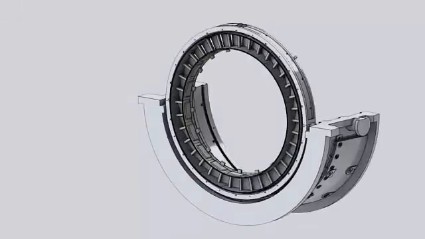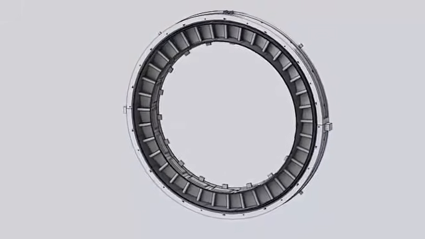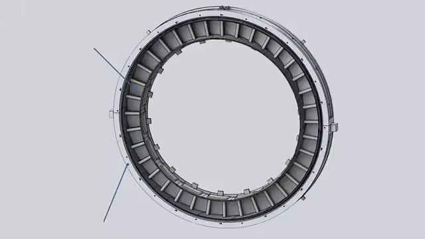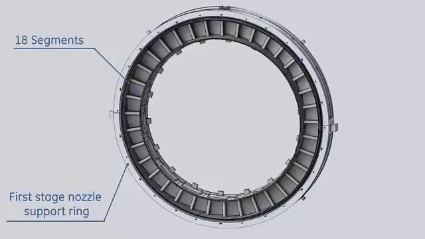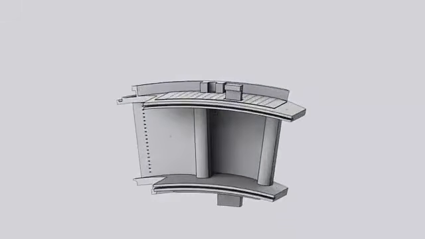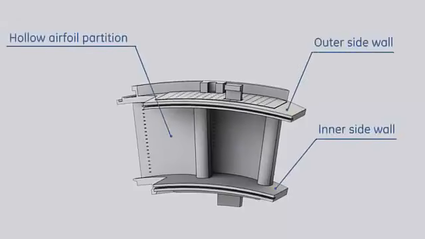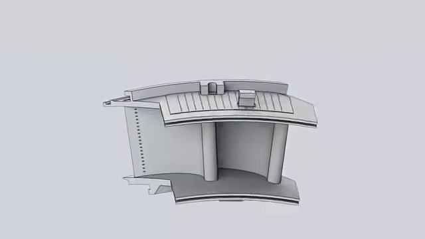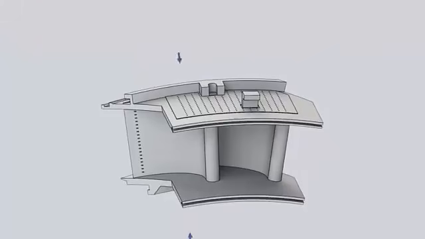In the first stage nozzles, hot gases received from the combustion system are expanded and directed to the first stage rotor buckets. The first stage nozzle consists of 18 cast nozzle segments. Each segment contains two airfoil partitions. These partitions are hollow. This permits the relatively cool compressor discharge air to cool the nozzle segments by entering from the impingement plates and exiting through holes on the trailing edge into the hot gas path.